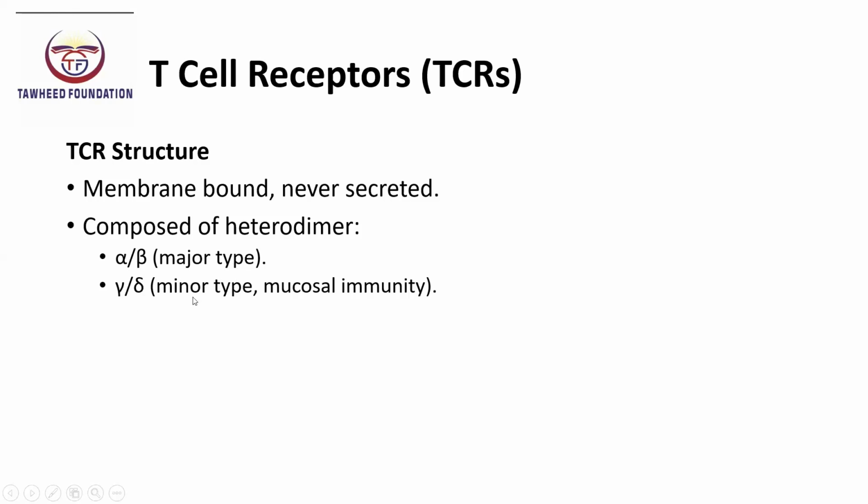Next is TCR1, that is gamma and delta T cells. It is composed of gamma and delta chains found in smaller numbers, mostly at mucosal and epithelial surfaces. These cells are considered more primitive and bridge innate and adaptive immunity. They play an important role in mucosal immunity and rapid defense against pathogens at barrier sites.